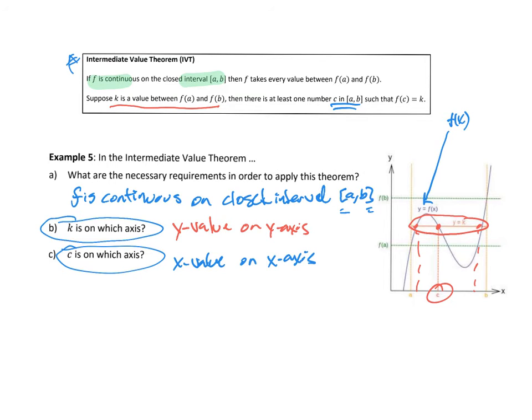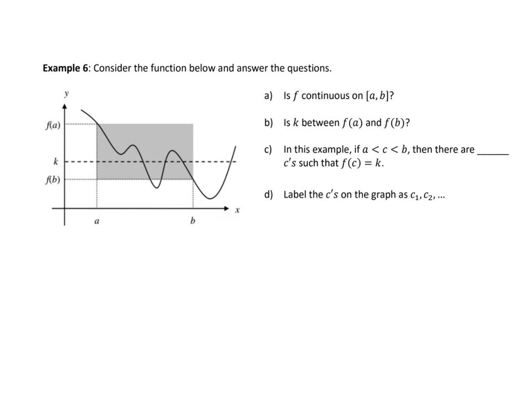Okay, let's take a look at another example. So we're going to consider this new function F here. It's this solid black curvy thing on this picture. First of all, we just want to make sure F is continuous, and we can do visual verification that it is. We don't see any asymptotes, holes, or jumps. So we're going to say yes, F is continuous.